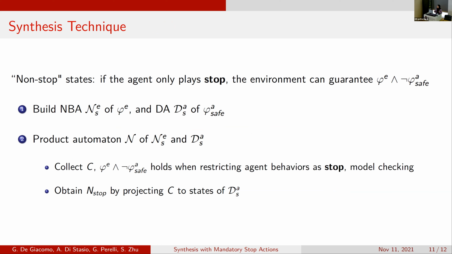In this case, we need to have this set of non-stop states that mark the moment from which, if the agent only plays the stop action, the environment is able to satisfy the environment specification while violating the agent safety. So we can build a non-deterministic Büchi automaton recognizing the environment specification and the deterministic automaton that recognizes the agent safety. Then we can construct the product automaton, on which we can conduct model checking techniques to collect this set of states from where, if the agent starts playing stop actions forever, the environment specification can hold, but the agent safety can be violated. And on this, we can obtain this set of non-stop states by projecting to the states of the agent safety automaton.